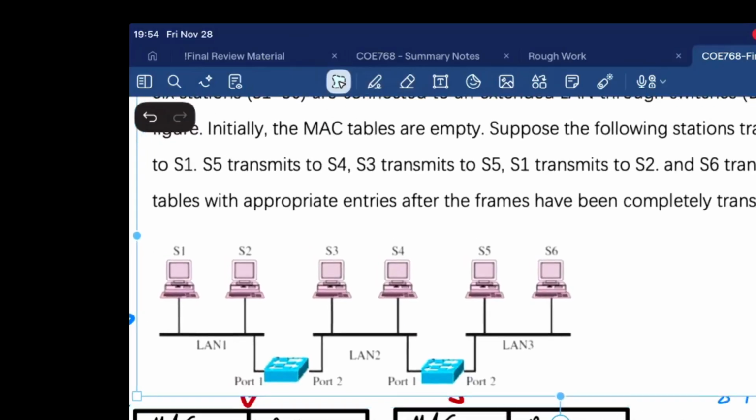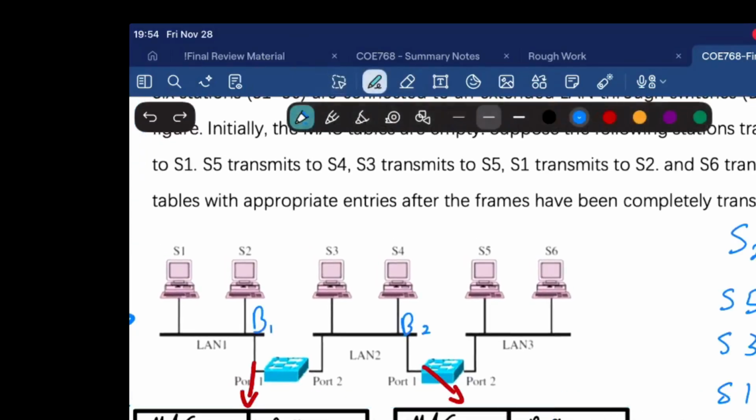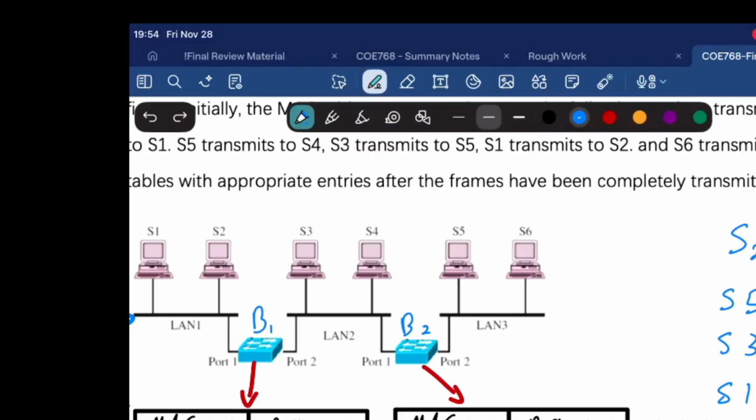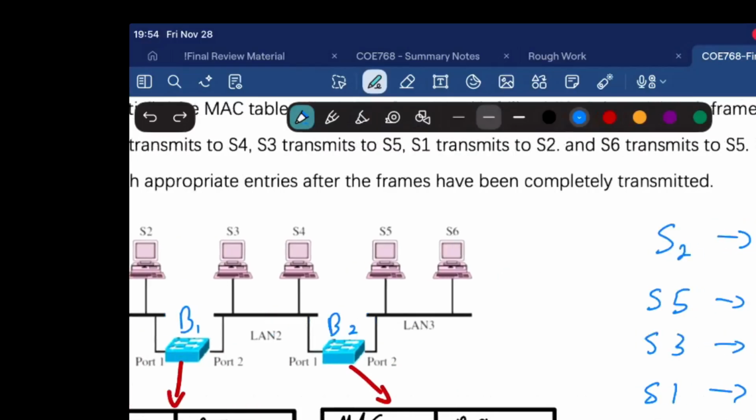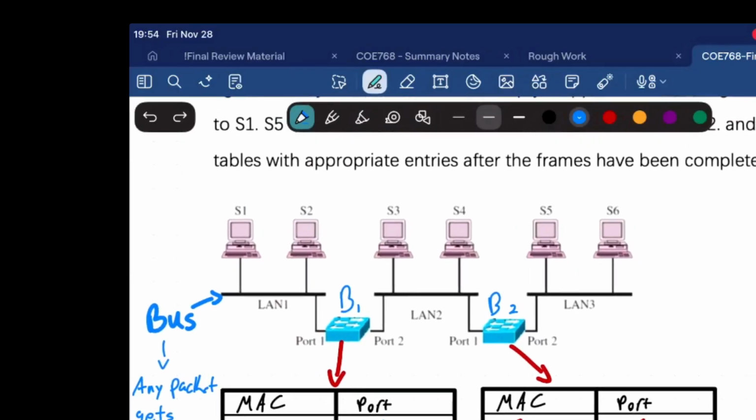Last but not least, sorry, we have two more. S1 going to S2. So this time when S1 transmits, it just needs to get to B1. Once it gets to B1, B1 already knows exactly where S2 is. Therefore, it sends it back onto the bus into S2. And then now it also knows where S1 is. So S1 is located on its port 1.